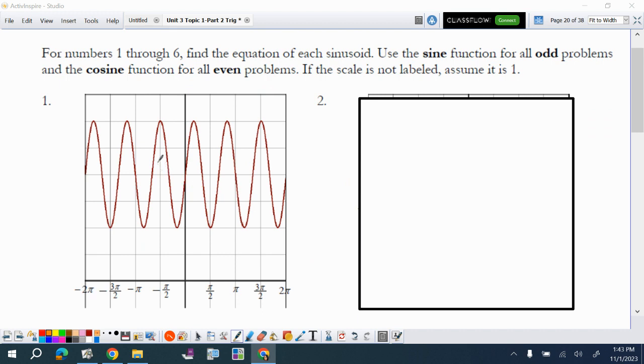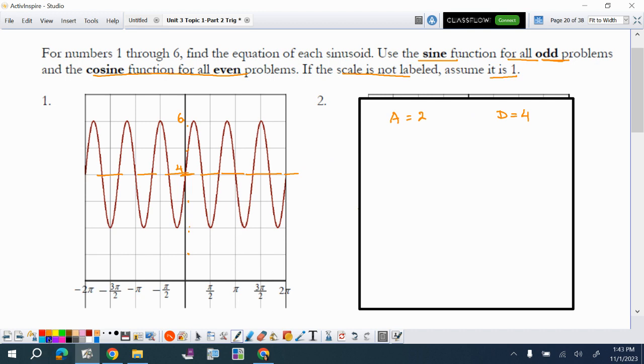Okay, so I'm going to help you out for homework problems. This is the homework page. You will have to write sine function for all odd problems, cosine function for all the even problems. If a scale is not labeled, you can assume it is 1. So here you can say 1, 2, 3, 4, 5, and 6. 1, 2, 3, 4, 5, 6. So clearly D is 4. Height is a 2. So A is a 2, D is 4.